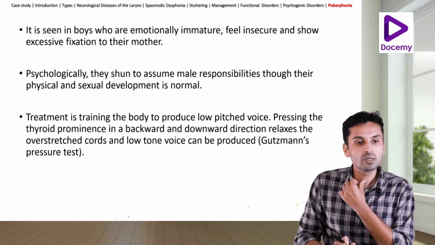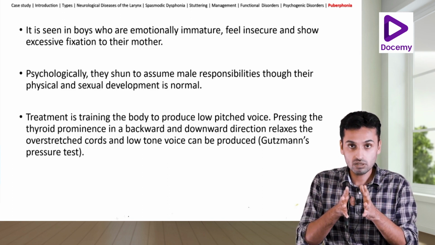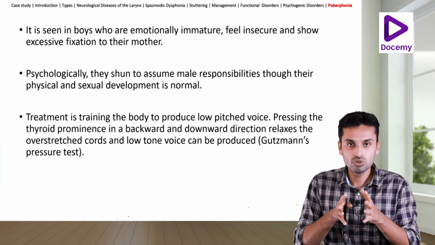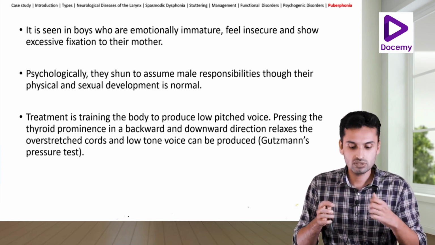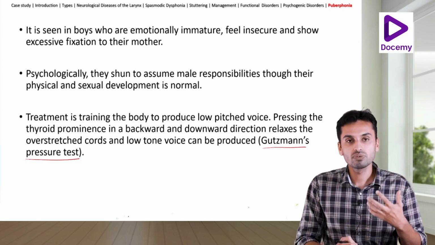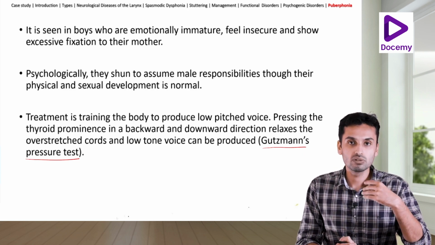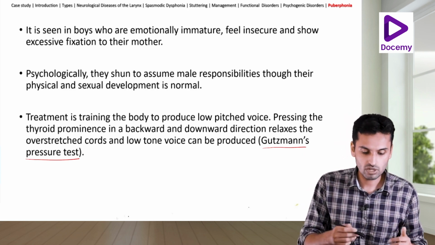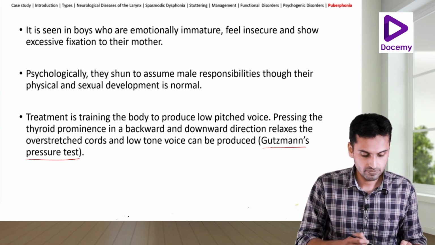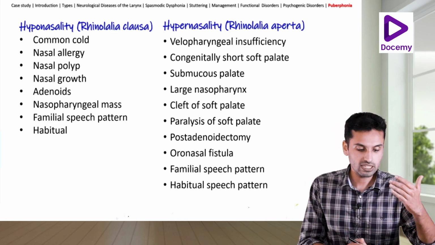So what do you do? You just press the thyroid cartilage. When you press the thyroid cartilage, the vocal cord relaxes, so you train the patient to speak by pressing on the thyroid. This is known as Gutzmann's pressure test. Obviously you give voice therapy and ask them to train themselves to speak in this low-pitched voice, and slowly they overcome. You also address the psychological problem, and then they recover. With that we come to the end of the functional and psychogenic voice disorders.